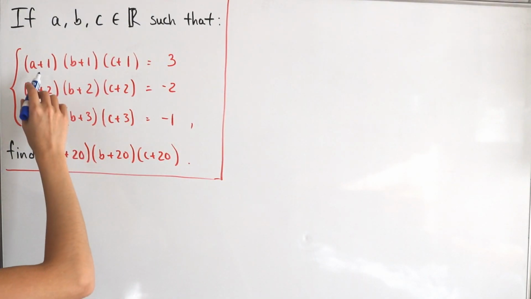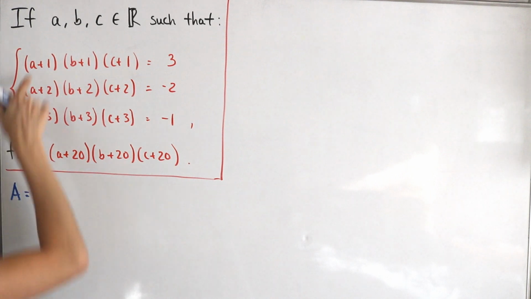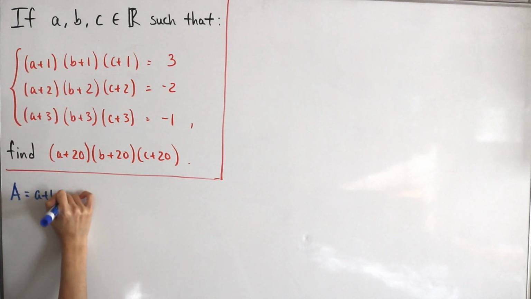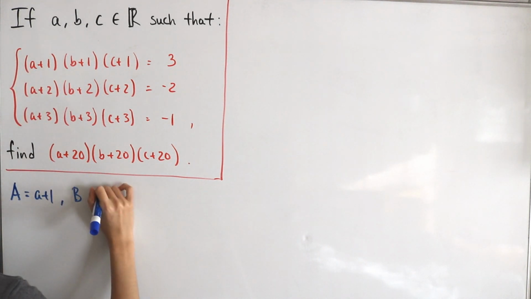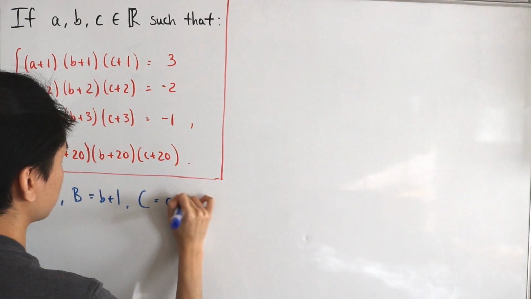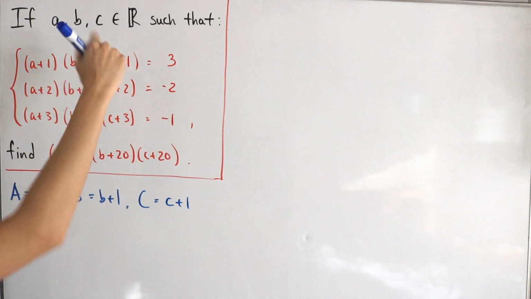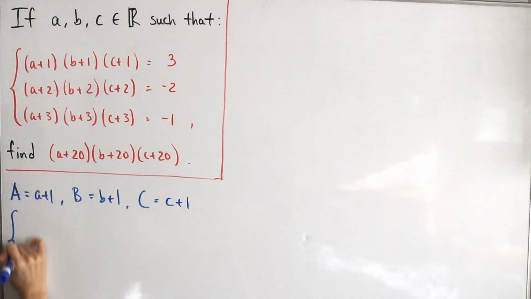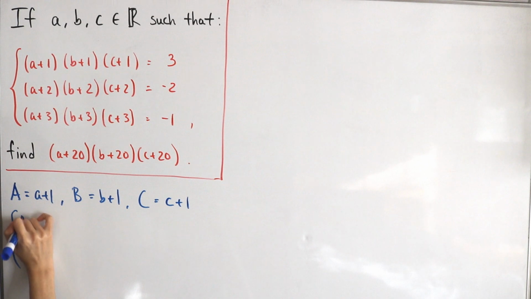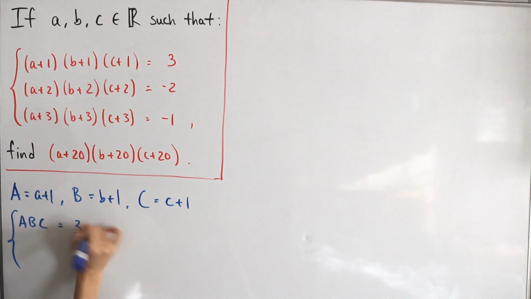For the clever substitution, I'll let capital A equal lowercase a plus 1, capital B equal lowercase b plus 1, and capital C equal lowercase c plus 1. If we substitute everything back in, we'll have a new system of equations. First, A times B times C is simply equal to positive 3.